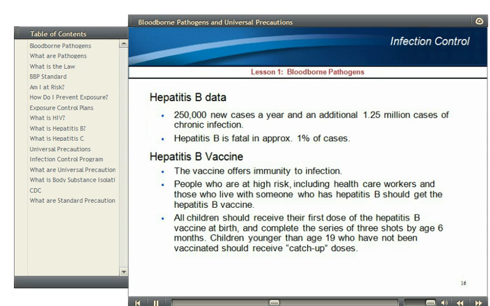All children should receive their first dose of the hepatitis B vaccine at birth and complete the series of 3 shots by age 6 months. Children younger than age 19 who have not been vaccinated should receive catch-up doses.